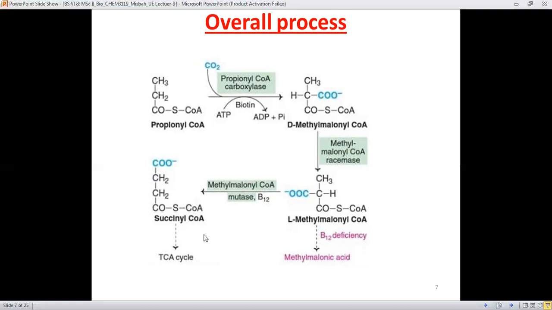After this, succinyl CoA must enter the tricarboxylic acid cycle and give energy in the form of ATPs.